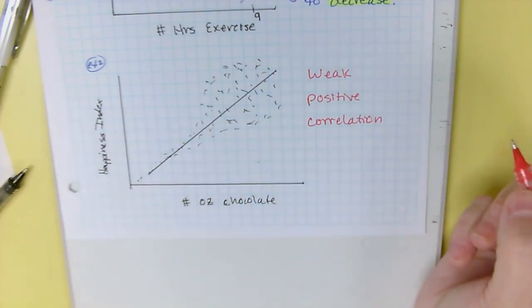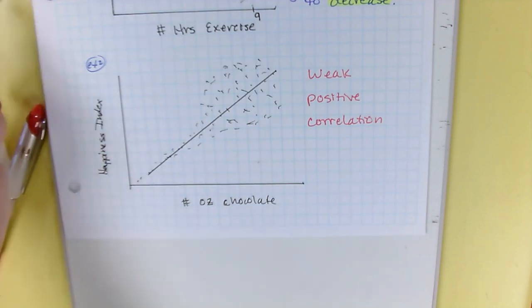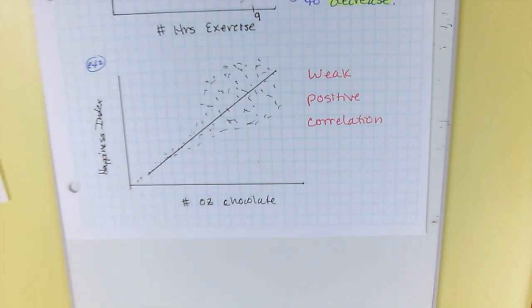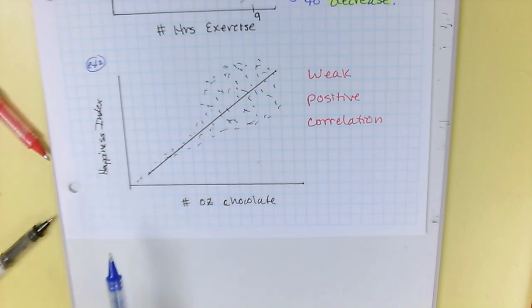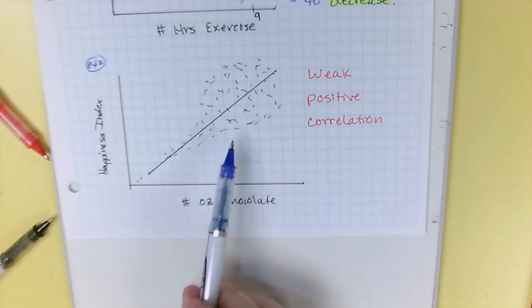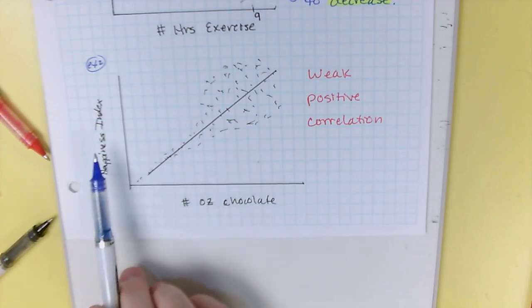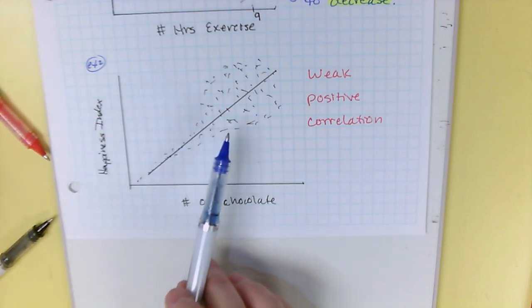It still has a pattern. You can see it's still a correlation. It's just a really weak one. Okay, so that is your correlation statement. Now we're going to do your causation statement. So you got to think about it both ways. Does eating more chocolate make you happier? Or does becoming more happy make you eat more chocolate?